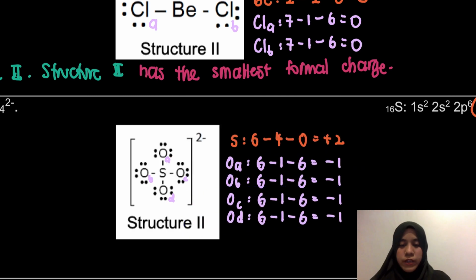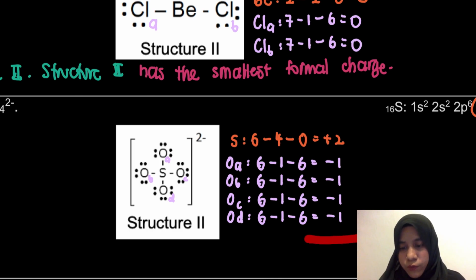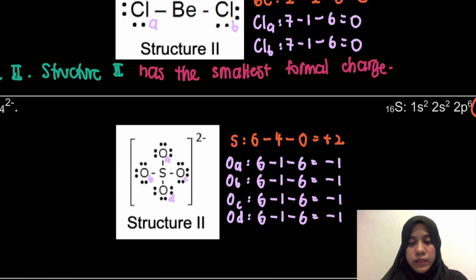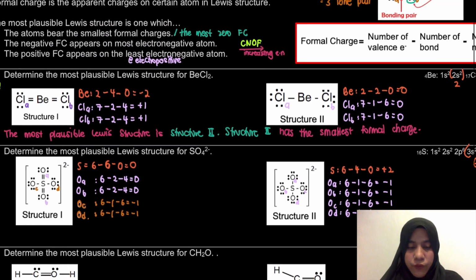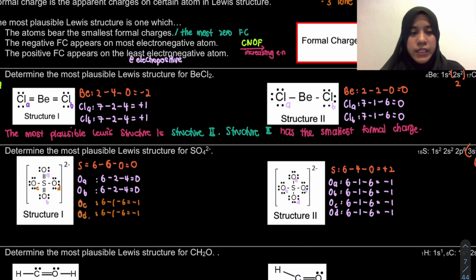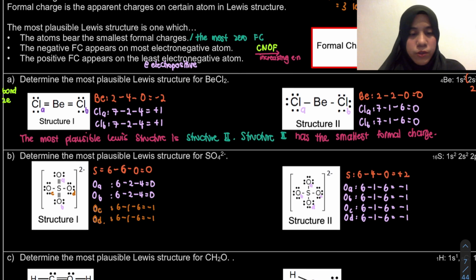So, kita tengok dekat sini. When we calculate it, total dia, okay, positive 2 minus 4. Sebenarnya sini pun dapat negative 2 juga. Okay. So, next is actually we're going to compare the value of the charge of each the atom itself. Again, kita nak tengok dekat sini. The most plausible Lewis structure is one with the smallest formal charge. Ataupun dalam kata lain dia, the most zero formal charge.